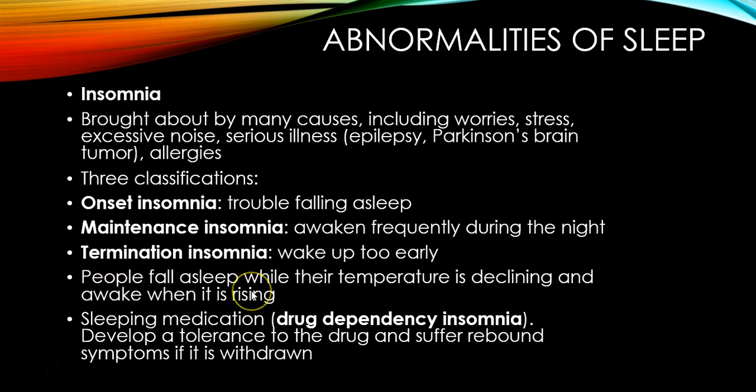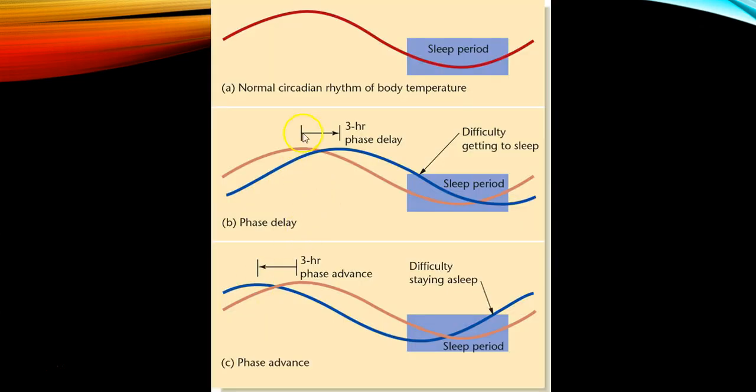People fall asleep while their temperature is declining. We saw that in the very beginning of this lecture, and they wake up when it's rising. Sometimes if people have what we call a phase shift in their temperature, that may cause some type of insomnia. If you see here, in the normal circadian rhythm of body temperature, as the body temperature is declining, people are falling asleep, and as it is increasing, they're waking up. But if your body temperature is off by three hours, we've got a phase delay here.